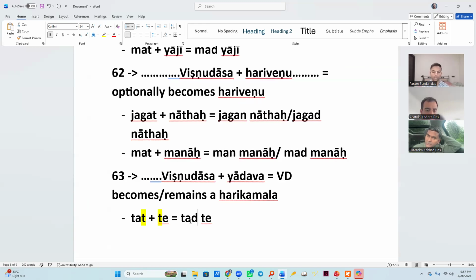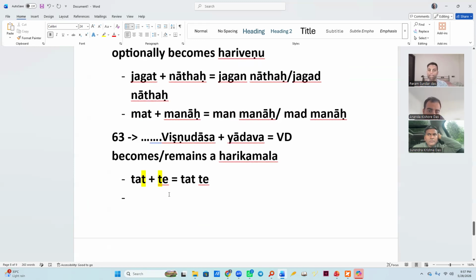Otherwise, it would have become the third letter. So Tatte. So both are valid? I'm sorry, so both are valid? No, or only this is valid. Oh, okay. So this supersedes the 61.